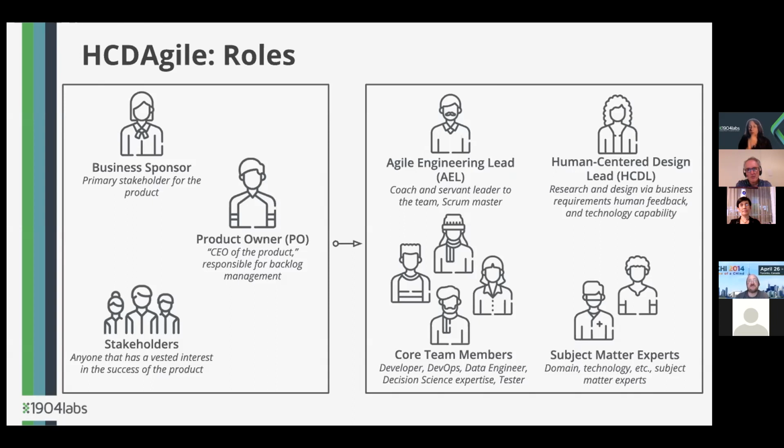And then the core team members can really be developers. They can be full stack developers, DevOps. We have data engineers, decision scientists, and it's a typical Agile sort of size team. We try to keep the teams five, six, more or less in size. And then you may have some additional subject matter experts as well. So it's a typical Agile team, except for the addition of the human-centered designer as one of those leads.